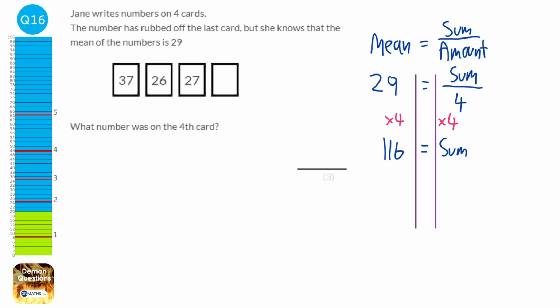So all we need to do is to find the 4th card, is get that 116 and just take away the numbers that we know.